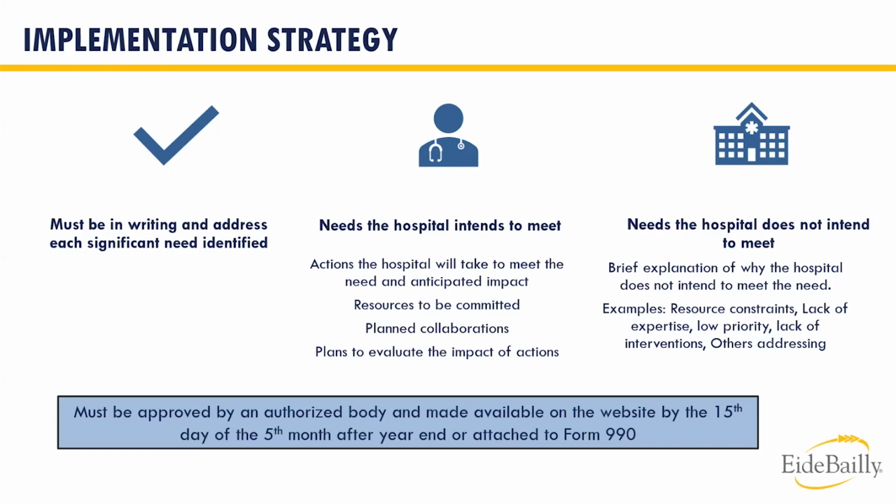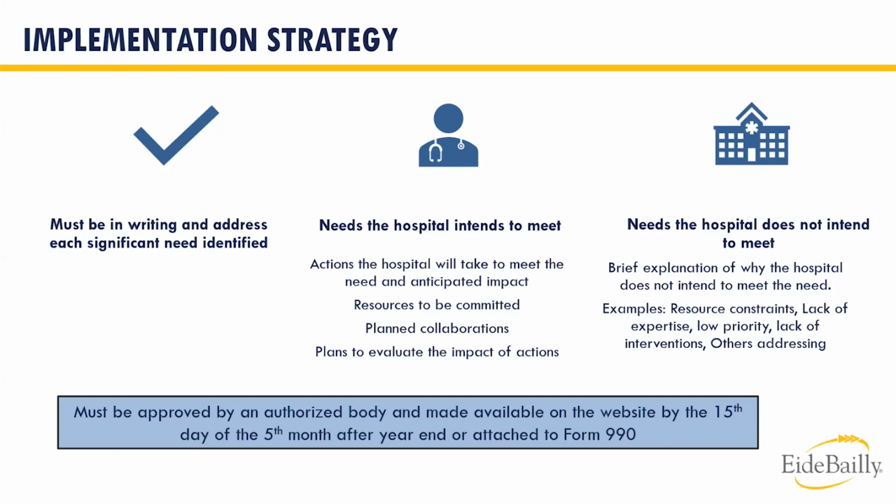For the needs the hospital doesn't intend to meet, so in my example, dental care, you have to explain why the hospital isn't going to meet that need. And it could be resource constraints, it could be lack of expertise, it's a low priority, there's lack of interventions, or others in the community are more able to address it. So in that case, you might say, we're not going to address dental needs because we don't provide dental services, and there's dentists within the community that do provide that service, and we will ensure that they are made aware of this need. So just because it's a need, you don't have to address it.